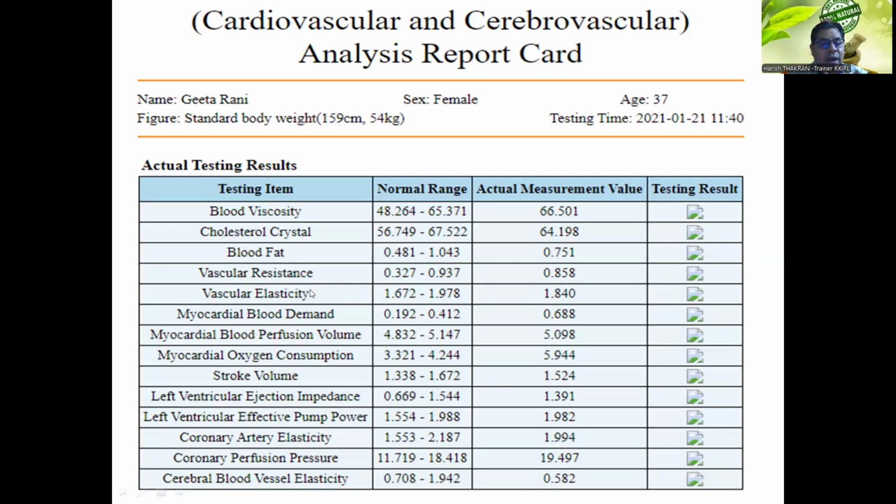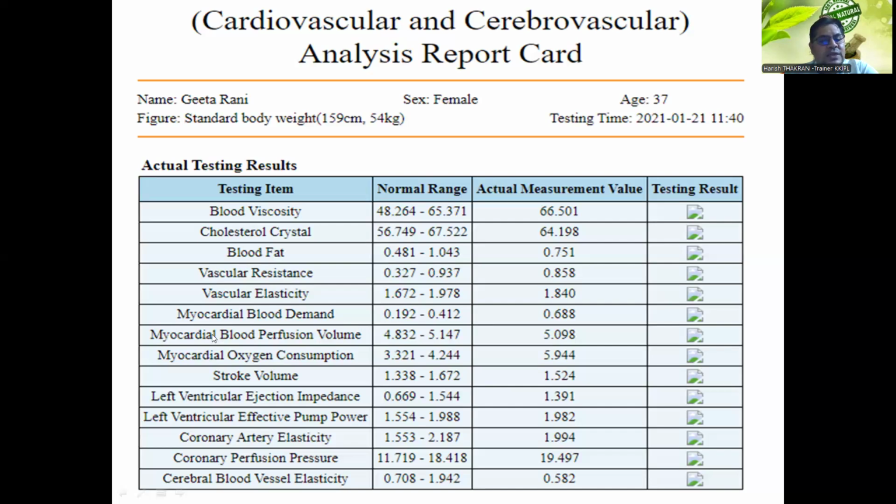But if it is on the higher side, if it is more than normal, that means there might be some problem in heart functioning. So just remember, if it is on the higher side, that may create problems for our heart functioning. If it is on the low side, it means our heart is working in a much better way.